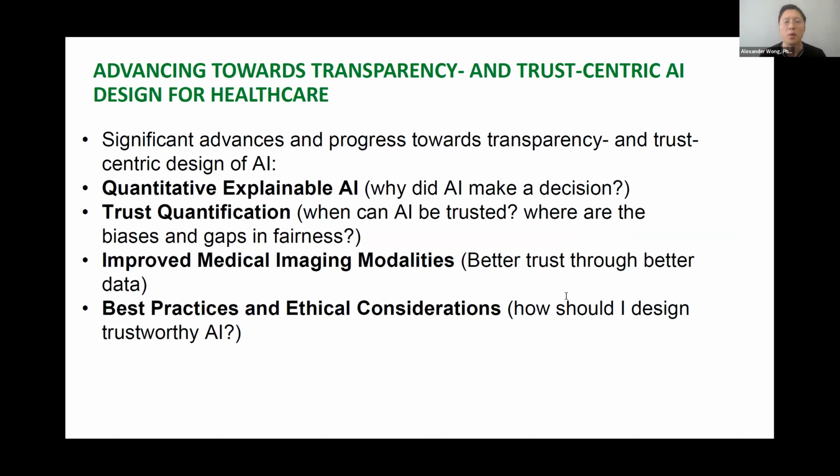Another way to improve the trust in AI is to improve the actual medical imaging modalities themselves, to allow for better trust through better data. Another aspect I'm also going to talk about, which is a little contradictory, is leveraging generative AI to improve the trustworthiness and reliability of the AI systems that we can build. And last but not least, where humans really come in, is best practices and ethical considerations in terms of how I should design trustworthy AI.